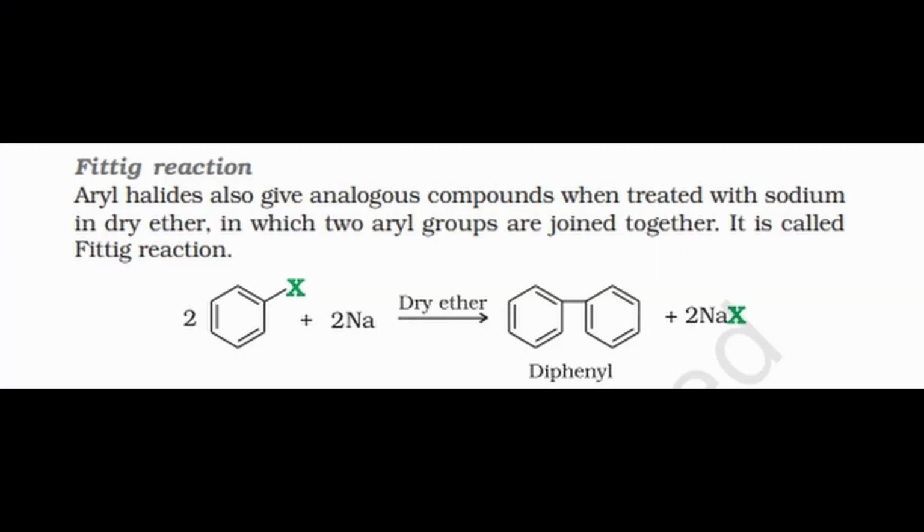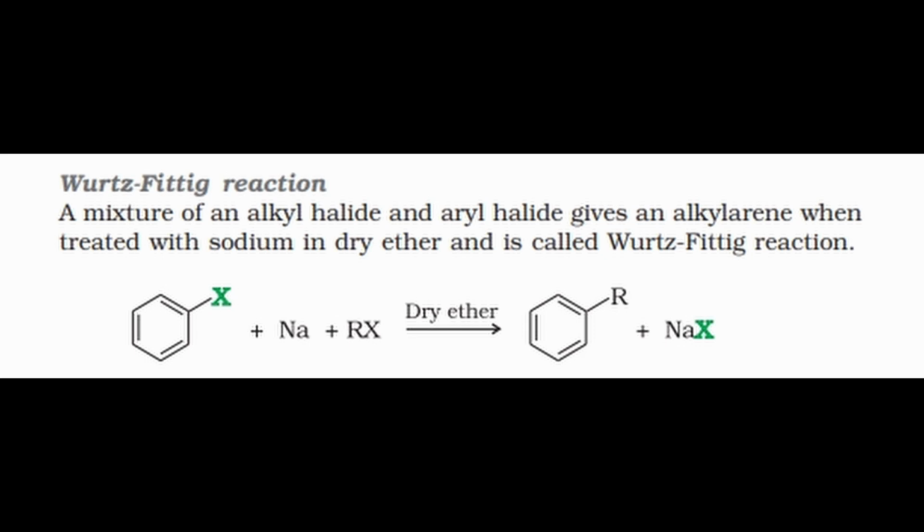Haloarenes, while reacting with metals, form two important named reactions. Such as the Fittig reaction, where aryl halides give analogous compounds when treated with sodium in dry ether, in which two aryl groups are joined together, and the Wurtz-Fittig reaction, where a mixture of alkyl halide and aryl halide gives an alkyl arene when treated with sodium and dry ether.